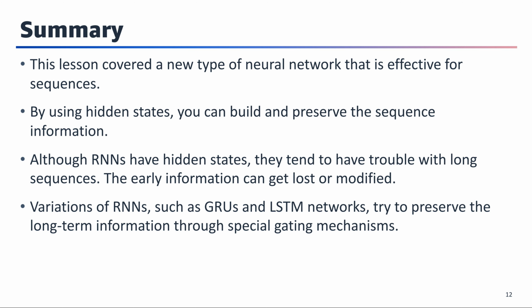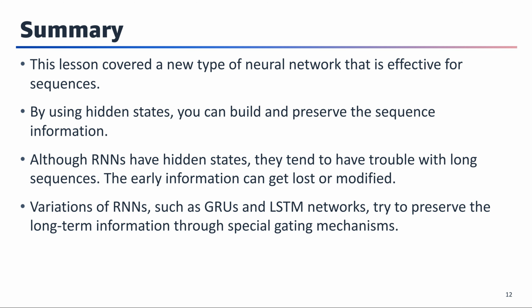This lesson covered a new type of neural network that is effective for sequences. By using hidden states, you can build and preserve the sequence information. Although RNNs have hidden states, they tend to have trouble with long sequences. The early information can get lost or modified. Variations of RNNs, such as GRUs and LSTM networks, try to preserve the long-term information through special gating mechanisms.